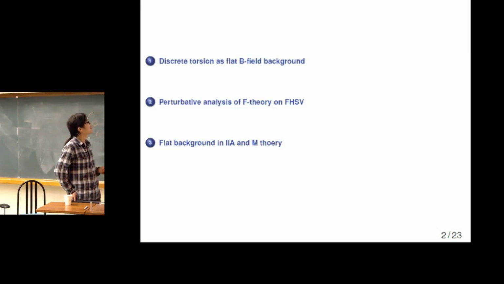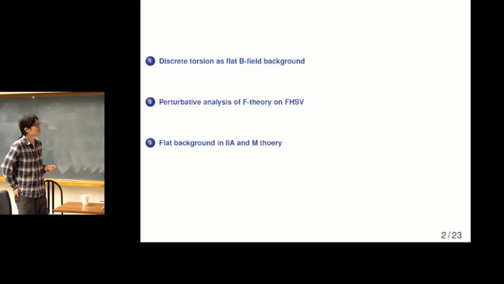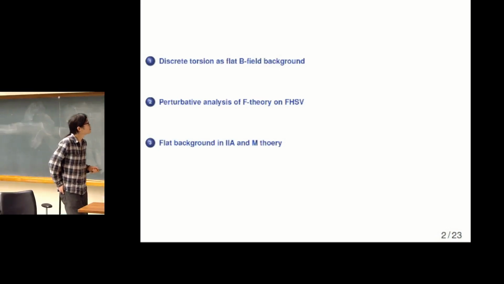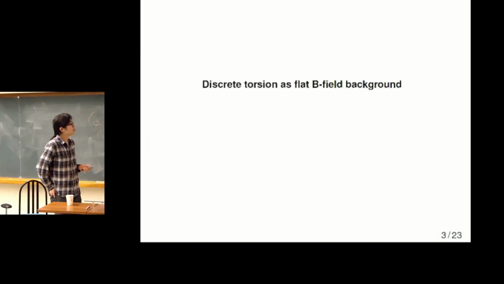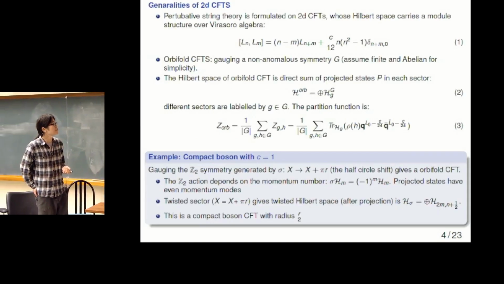Because I don't know how to organize the topic, I decided to purely discuss examples in this talk. The first example is discrete torsion. First, let's review some basic generalities of two-dimensional conformal field theory.